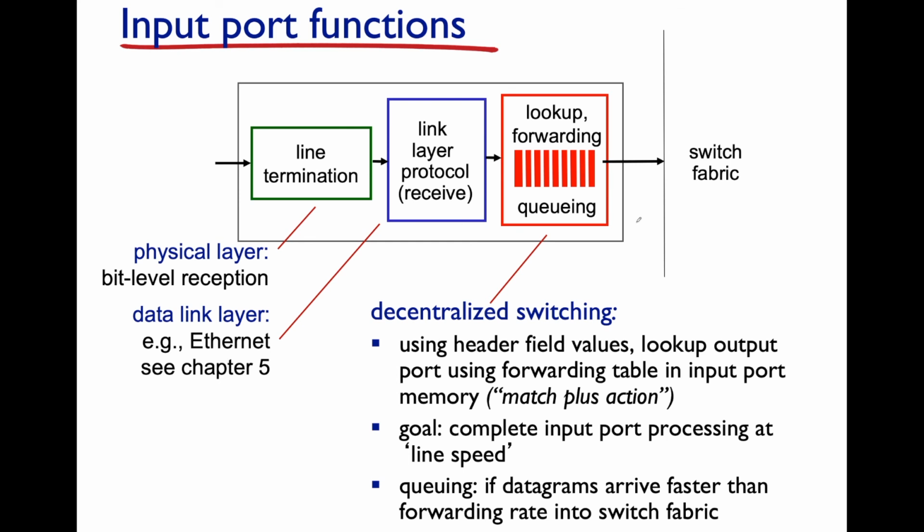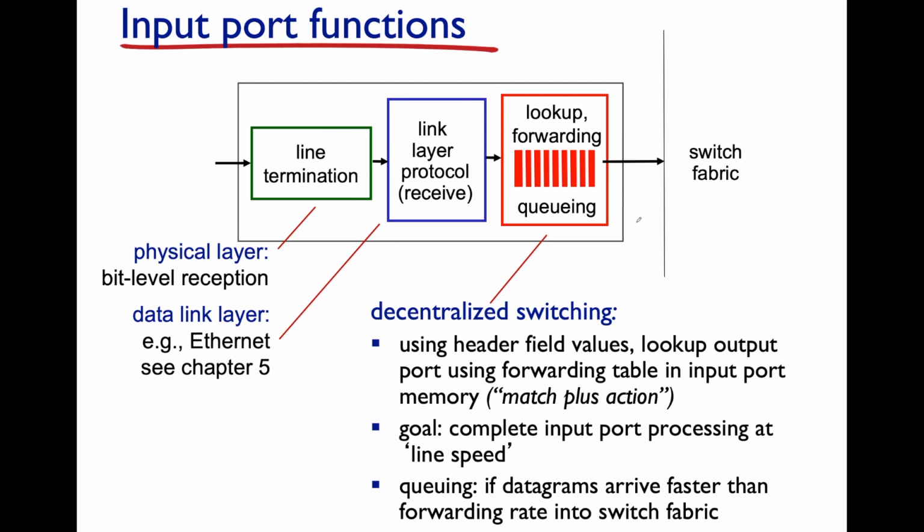This is where a queue is implemented, and this queue stores incoming datagrams should the forwarding across the switching fabric not be able to keep up with the number of datagrams arriving. We have a decentralized switching system here. This stage acts like a parallel processor in a parallel computer. Using the header field values of the datagram, it looks up an output port using the forwarding table in order to send the datagram across the switching fabric to the correct output port. It looks it up using something called match plus action. For any particular match, it takes a certain action.